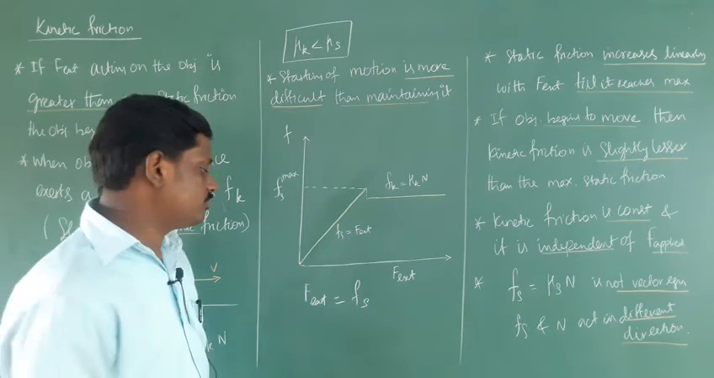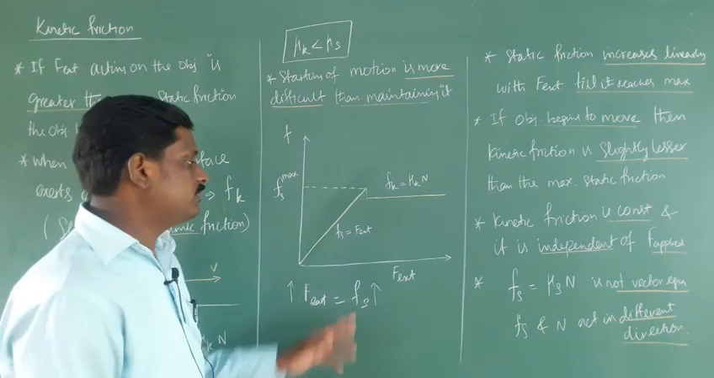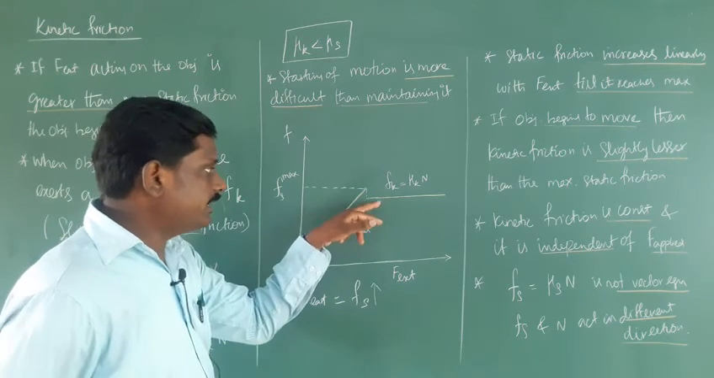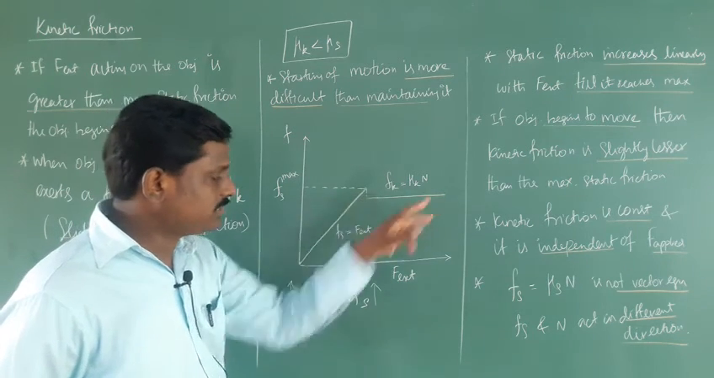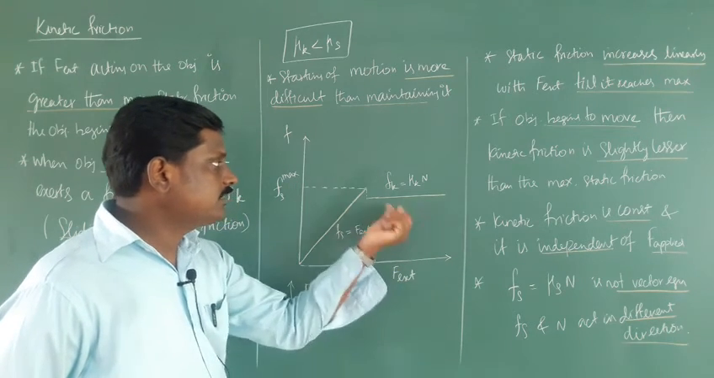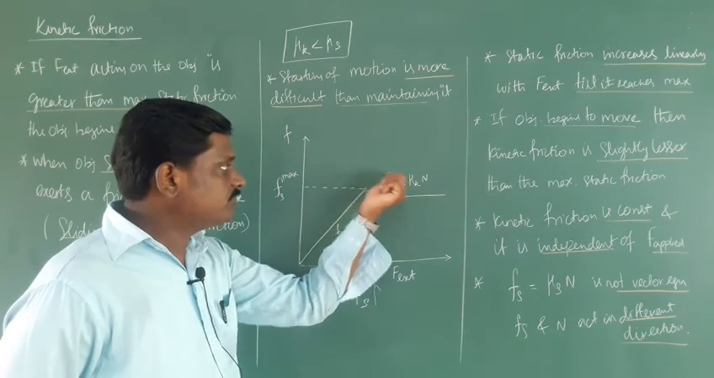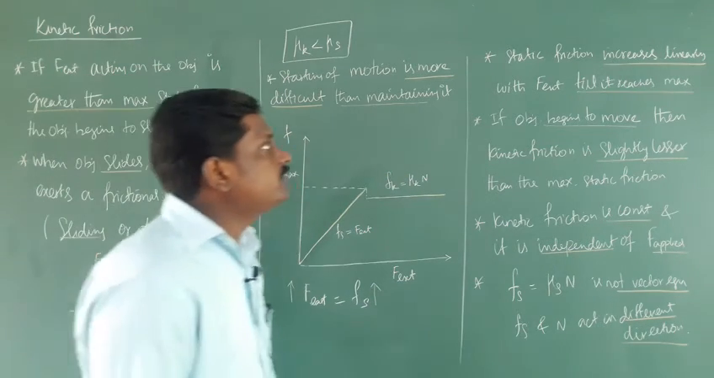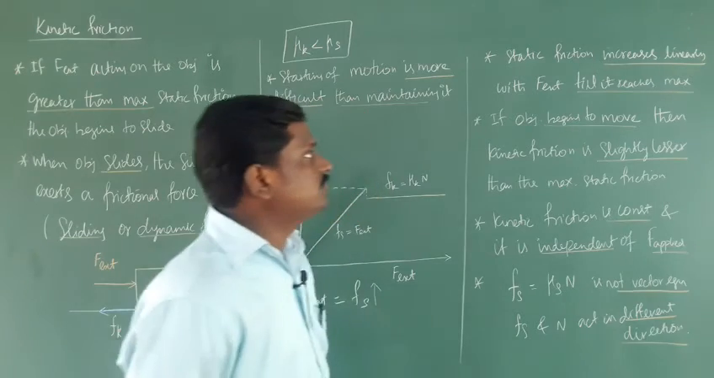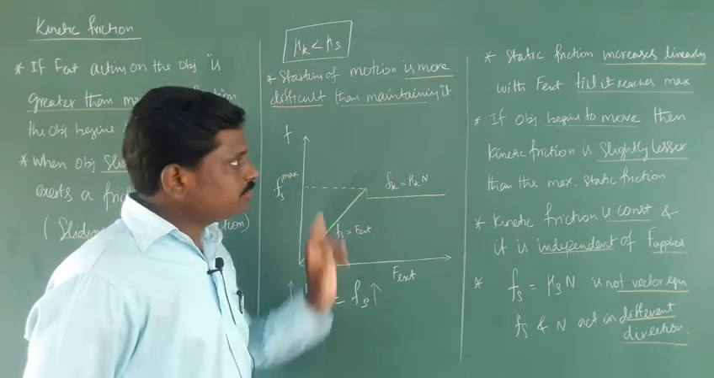Until then, the external force is equal to the static frictional force, so if you increase the external force, the frictional force also increases linearly. But the kinetic frictional force is constant. Whatever external force we increase on the x-axis, there is no change on the y-axis, that is the kinetic frictional force is constant. Static friction increases linearly with the external force till it reaches the maximum, and at the maximum point the object begins to move.